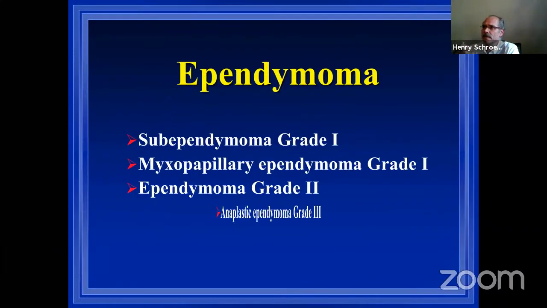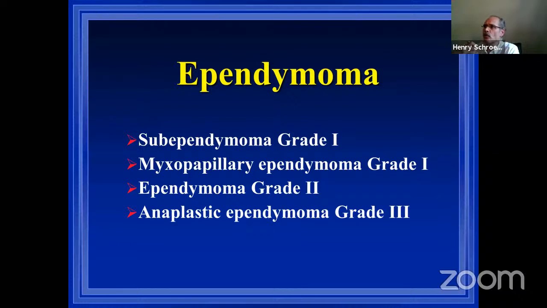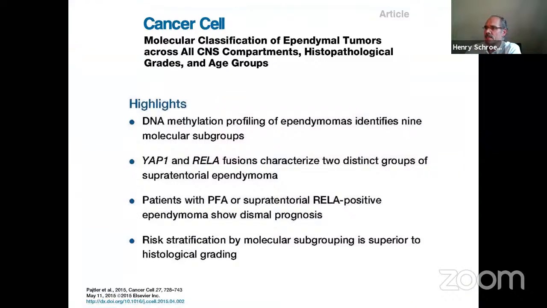Ependymomas, you know, the classical classification was the grading of 1, 2, 3. There were subependymomas, myxopapillary ependymomas, grade 2 ependymomas, and anaplastic ependymomas grade 3. But everybody who has patients recognizes that this is not a very homogeneous classification. For example, ependymomas grade 2 differ depending on the age of the patients. And that's why some studies were undertaken to make a better classification of these tumors according to DNA characteristics.